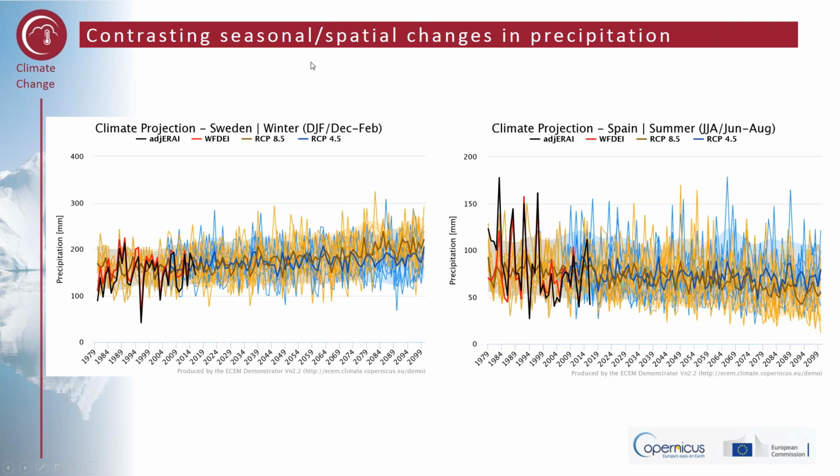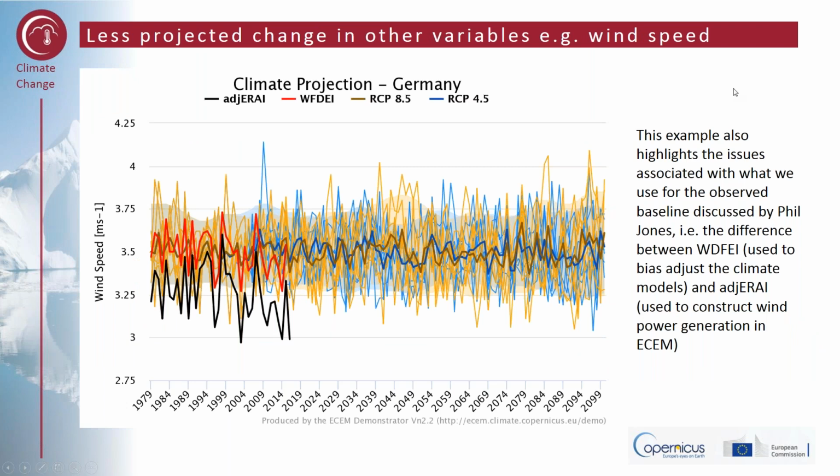If we look at precipitation, then we see contrasting seasonal and spatial changes. So here, for example, this is winter precipitation for Sweden, and we can see some indication of a slight increase in precipitation as we go into the future, whereas for summer precipitation in Spain, we're seeing more of a decreasing trend.